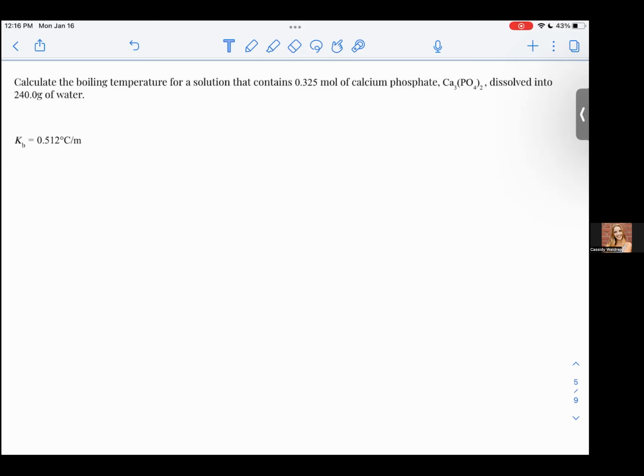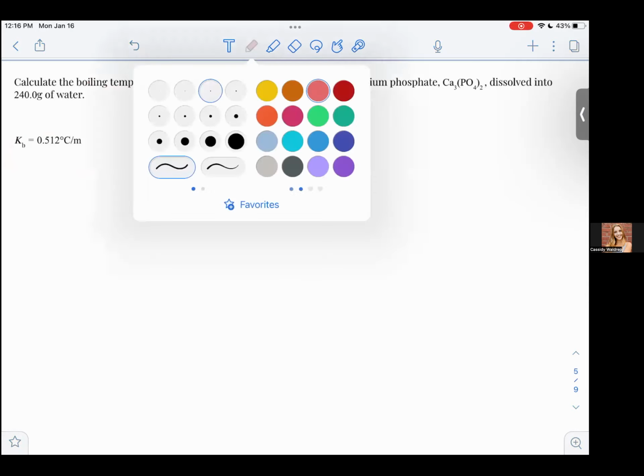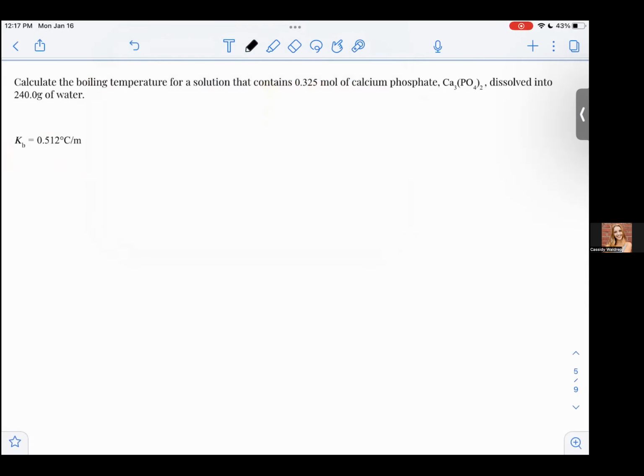Okay, everyone. So today we're going to be doing a boiling point elevation colligative property problem. So first thing that I always do is read the problem. Calculate the boiling temperature for a solution that contains 0.325 moles of calcium phosphate dissolved into 240 grams of water. So the fact that it's giving me this KB value and boiling temperature, I know it's talking about boiling point elevation. So the very first thing that I'm going to do is write down the equation because that's how I'm going to be able to solve this problem.